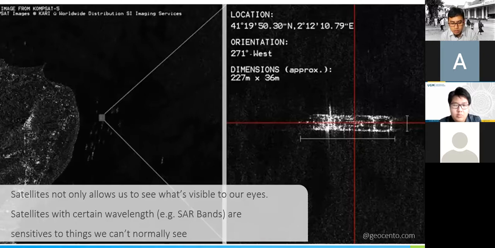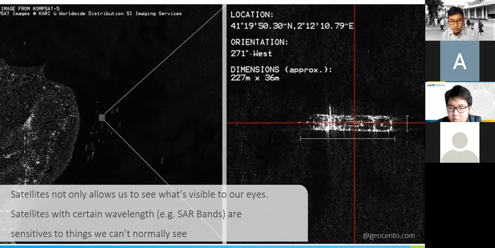And one of the things is that the satellites are not only giving us something that our eyes can see, but they can also visualize something that our eyes cannot see. For example, this one, this is a SAR imagery. SAR is something with a radar band. So the satellite is equipped with a radar band so that it can see something with a different wavelength than our eyes normally see.